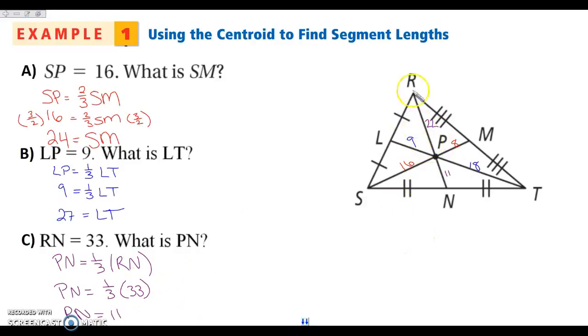Added together, we get 33. Or in your head, you can just go, okay, if I'm looking for the 1/3 piece, I'm taking that 33 and I'm dividing it by 3. Okay, so if you have questions on that, go ahead and write them down now.